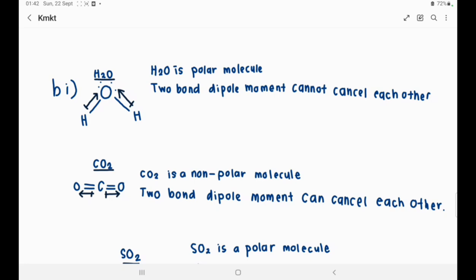After you draw it, you can write whether the molecule is polar or non-polar, and whether the bond dipoles can cancel each other or cannot cancel each other.